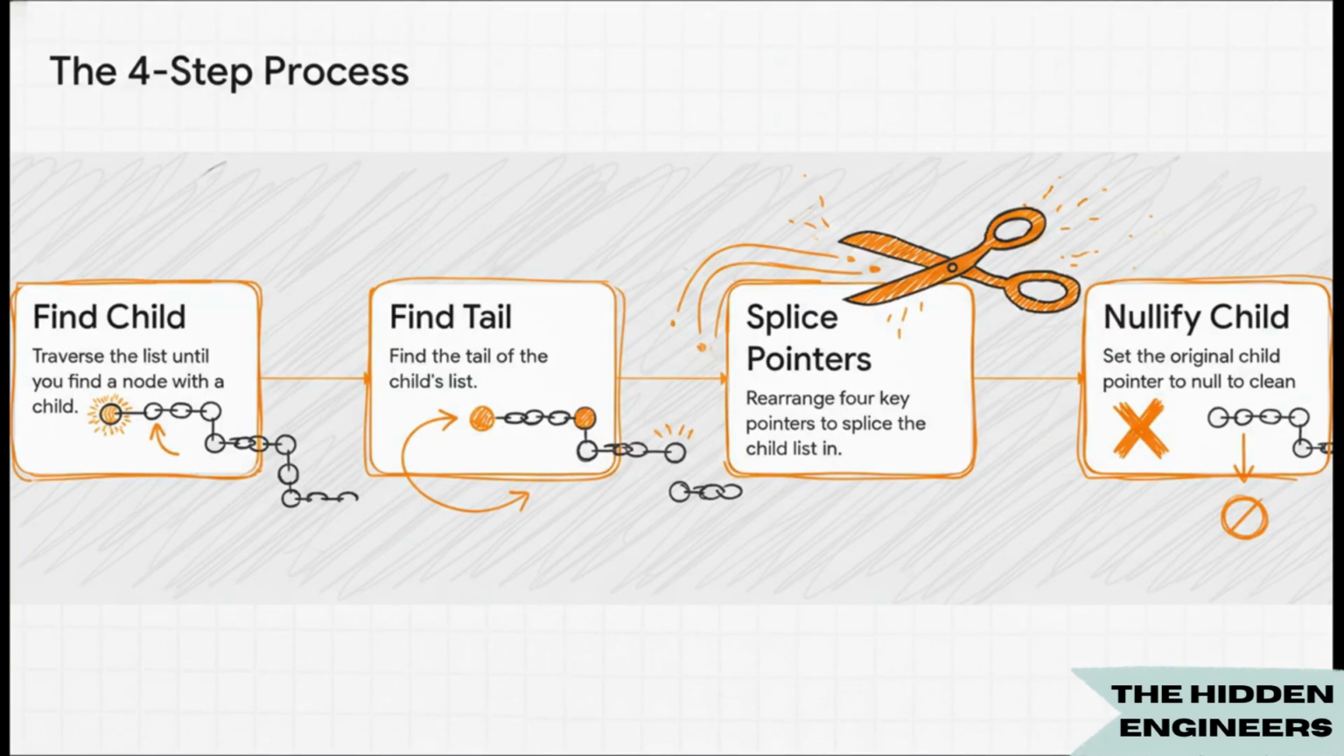First, you walk through the main list until you hit a node that has a child. Simple enough. Second, you go down that child list and find its very last node, its tail. Step 3. This is where the magic happens. You perform a kind of pointer surgery to splice that child list in. You can think of it like cutting a film reel and sticking a new scene in the middle. You've got to connect both ends perfectly. And finally, you clean up after yourself by setting that original child pointer to null.